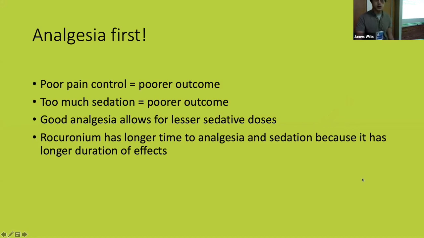So patients who receive deep sedation early on in their course have been associated with increased delirium, longer ICU stays, and increased mortality. And good analgesia also allows for lesser sedative doses and side effects. Of note, rocuronium has longer duration effect. So patients who receive rocuronium may seem like they're receiving enough analgesia and sedation. That can lead to a delay in the administration of these medications.